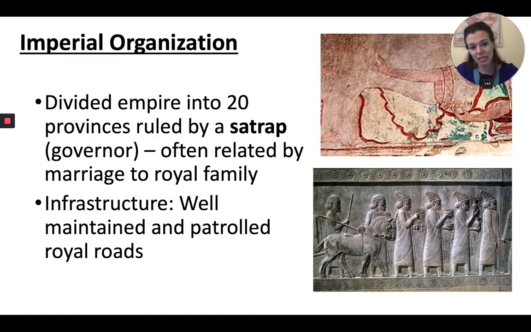One of the key things about Persia is going to be their road structure. So infrastructure is really key. You have these well-maintained and patrolled royal roads, which means you can move within the empire without worrying about being robbed, without worrying that the currency was going to change. And this is going to allow for the diffusion of ideas, of language. It's going to allow for economic prosperity and the spread of innovation.